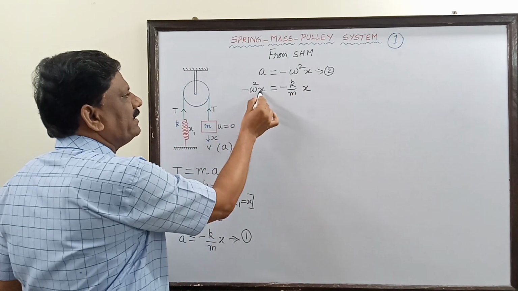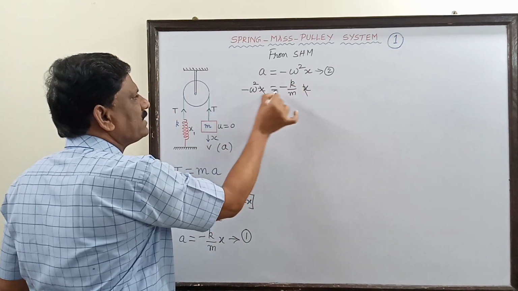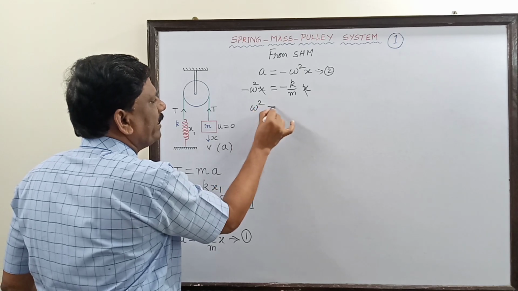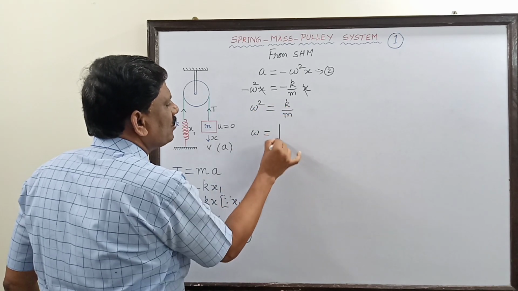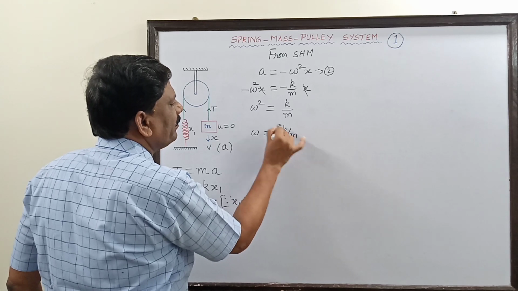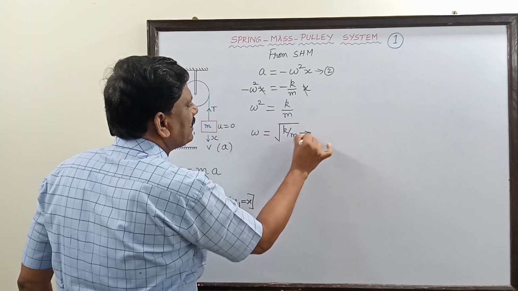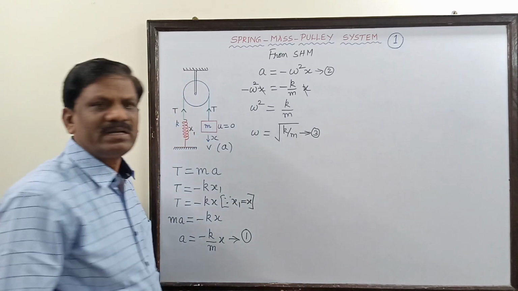So this minus and x get cancelled on both sides. So I get omega square is equal to k by m, and omega is equal to square root of k by m. Okay, so this is the required equation number 3.